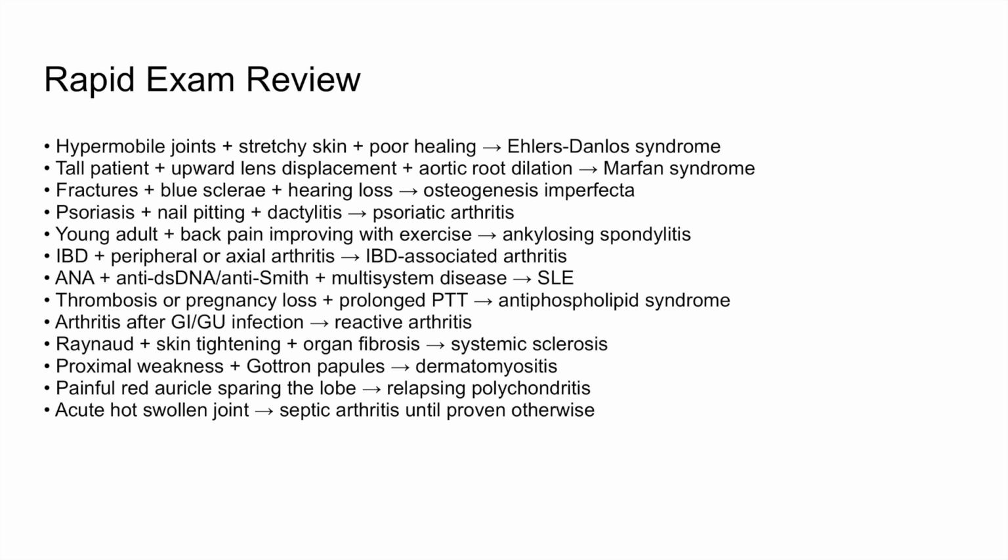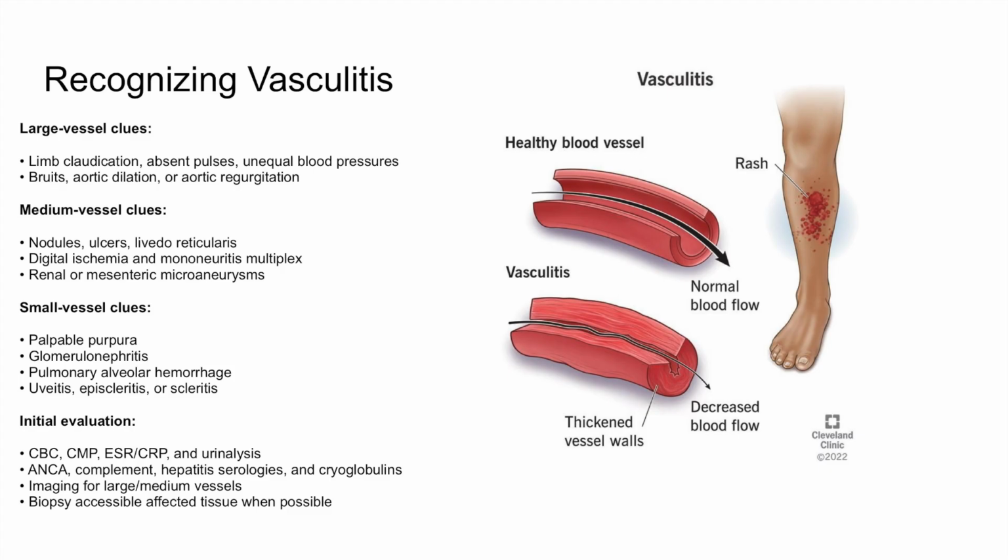Multisystem disease with ANA and specific lupus antibody suggests systemic lupus erythematosus, while thrombosis or pregnancy loss with a prolonged PTT suggests antiphospholipid syndrome. Proximal weakness with Gottron papules indicates dermatomyositis. A painful red ear that spares the lobe suggests relapsing polychondritis, and an acute hot joint is septic arthritis until proven otherwise. So, vasculitis. The manifestations of vasculitis often reflect the size of the affected vessels.